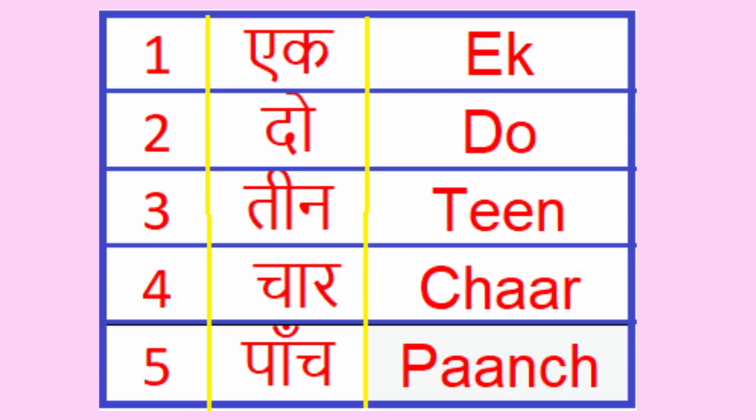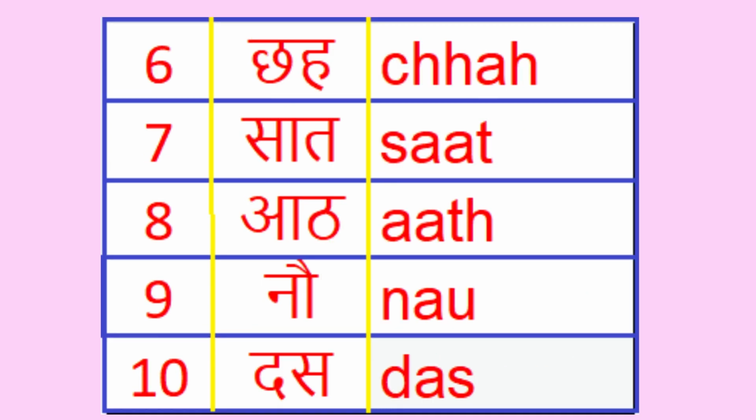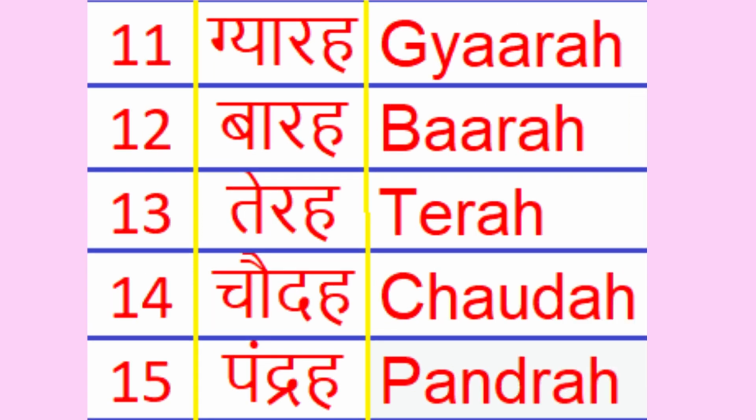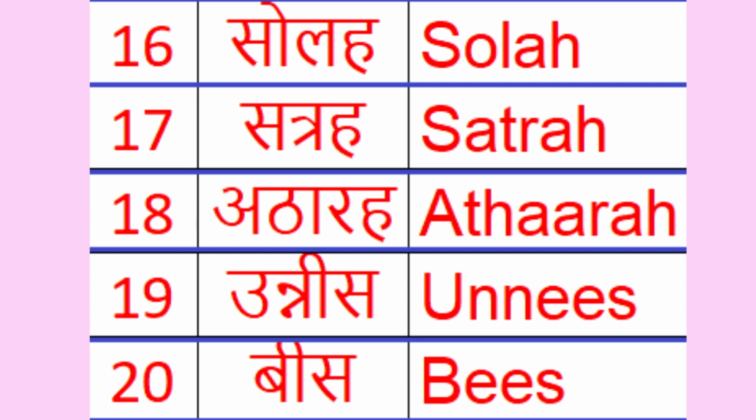So 1 is ek, 2 is do, 3 is teen, 4 is char, 5 is panch, 6 is chhah, 7 is saat, 8 is aath, 9 is nau, 10 is das, 11 is gyarah, 12 is barah, 13 is terah, 14 is chaudah, 15 is pandrah, 16 is solah, 17 is satrah, 18 is atharah, 19 is unnis and 20 is bees. Now friends, let's focus on numbers from 21 until 50.